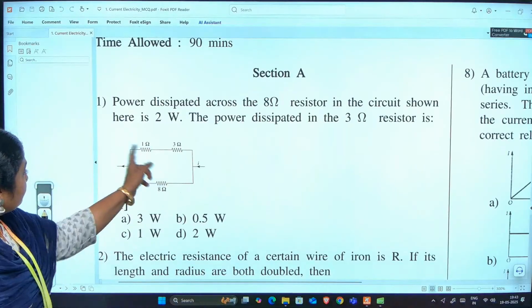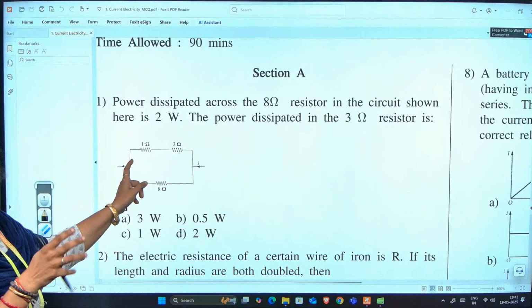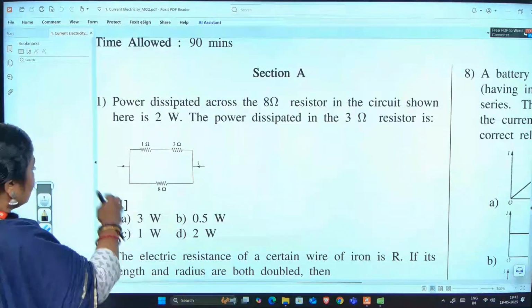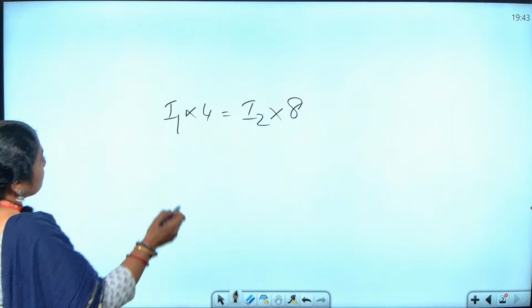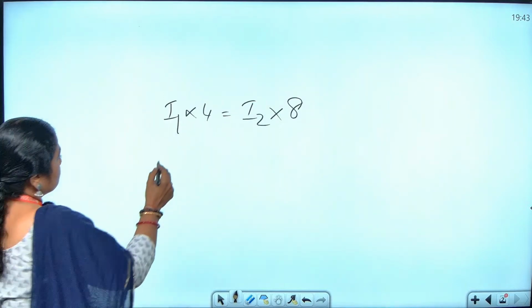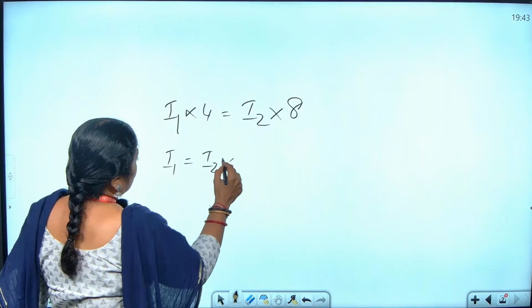Now the current I1 flows through both of them. But they have not given any data about what the current is, how much it splits, in what ratio. So let us take I1 and I2 as the currents flowing through the two branches. So you will only get the ratio between I1 and I2. So I1 will be equal to 2I2.